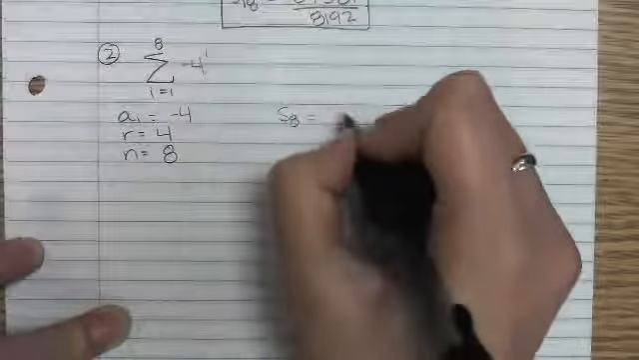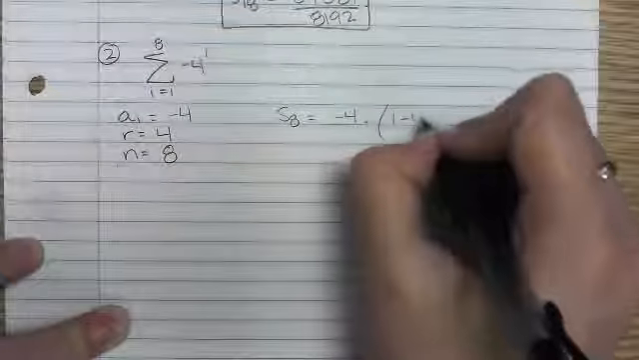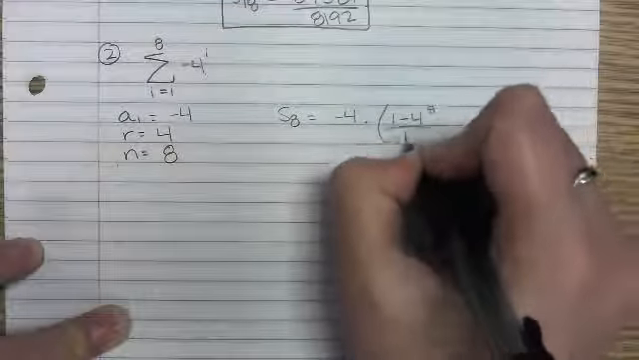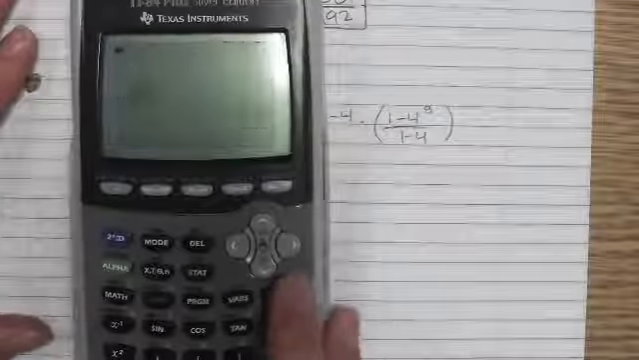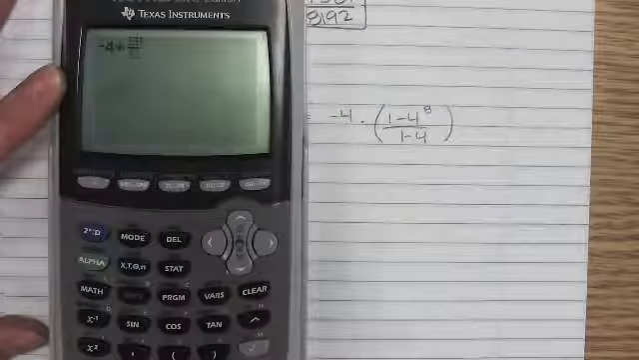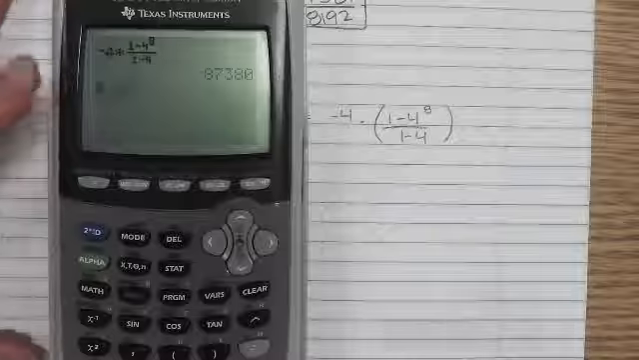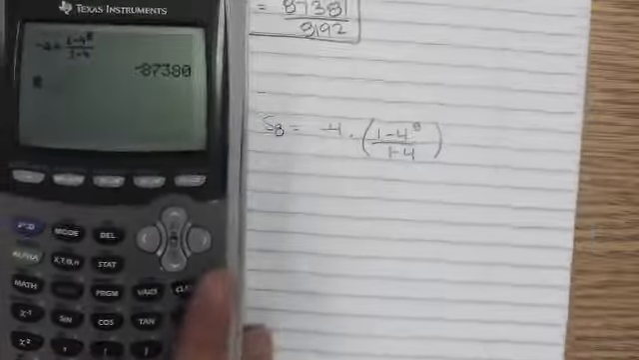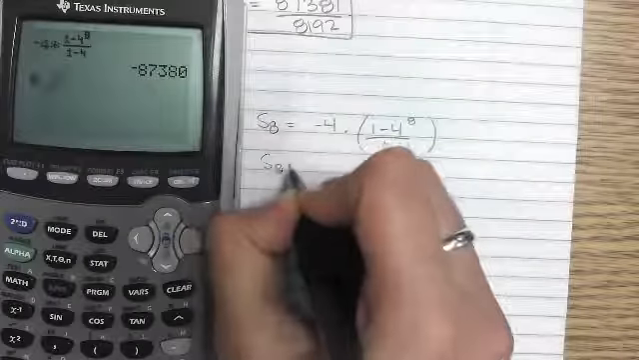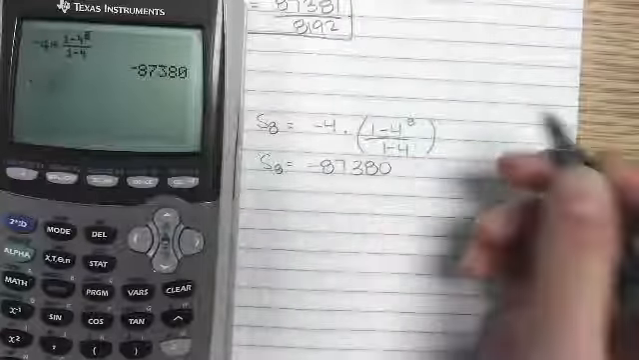So first 8 terms would be negative 4 multiplied by 1 minus 4 to the 8 over 1 minus 4. You'll notice that since my r value is positive this time, I'm not worried about putting it in parentheses. So 1 minus 4 to the 8 over 1 minus 4. And so the sum of the first 8 terms is negative 87,380.